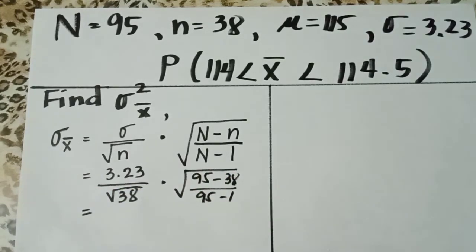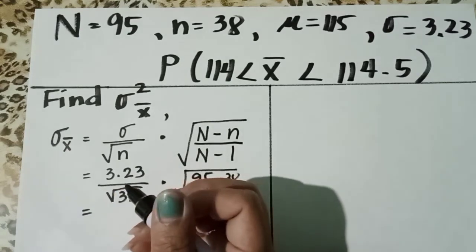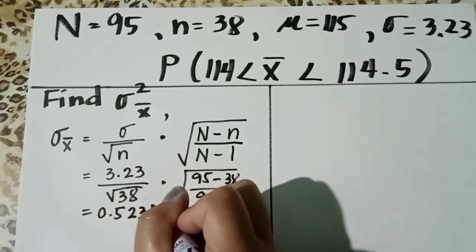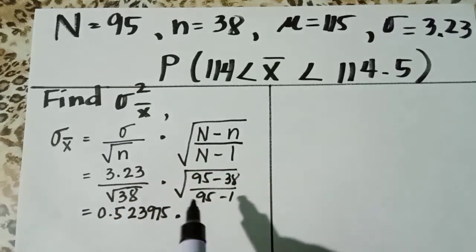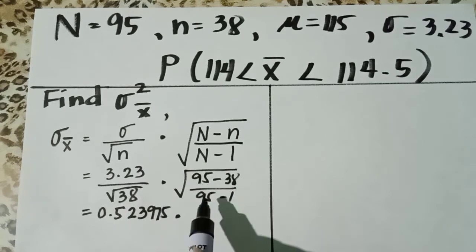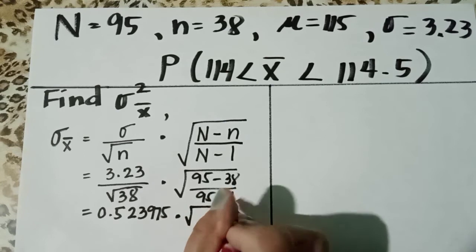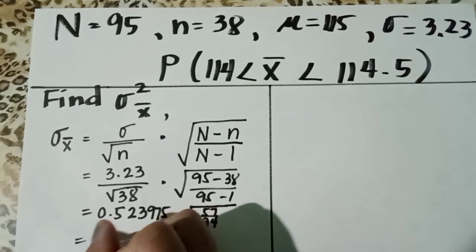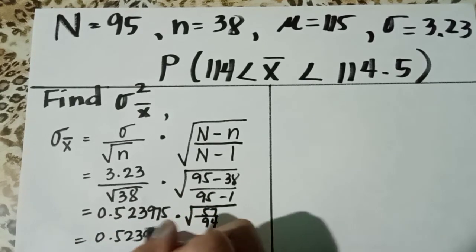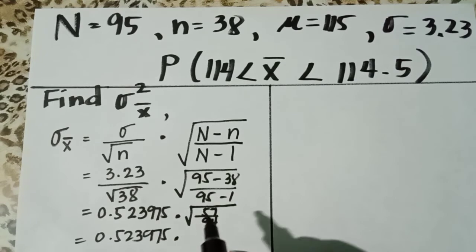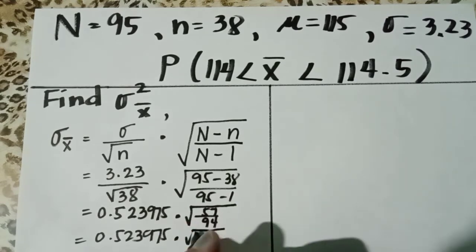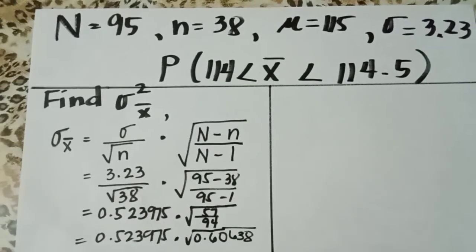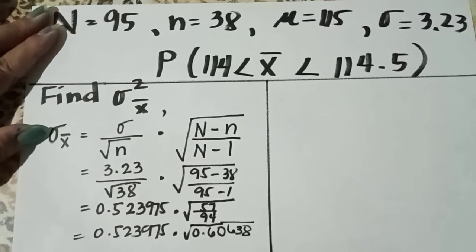So we have now 3.23 divided by the square root of 38 is equal to 0.523975, to be multiplied by the square root of 95 minus 38 all over 95 minus 1. So we have the square root of 57 all over 94. So we have now 0.523975 to be multiplied by the square root of 57 over 94, which is equivalent to the square root of 0.60638.